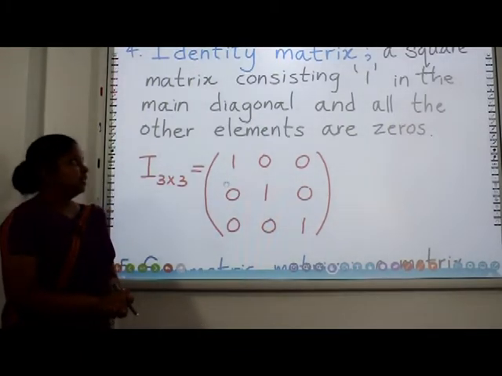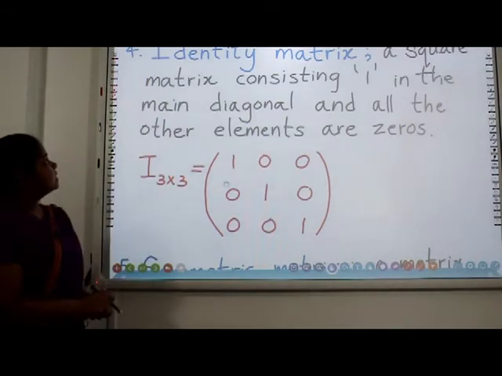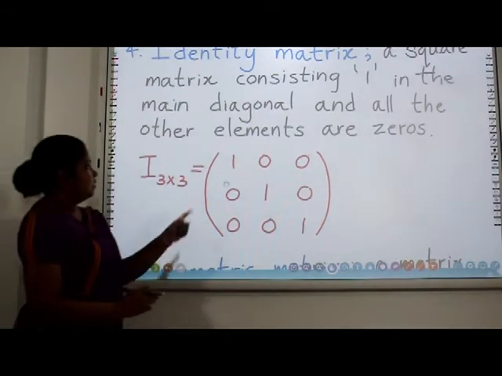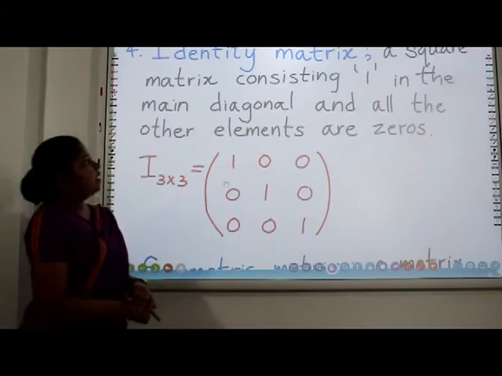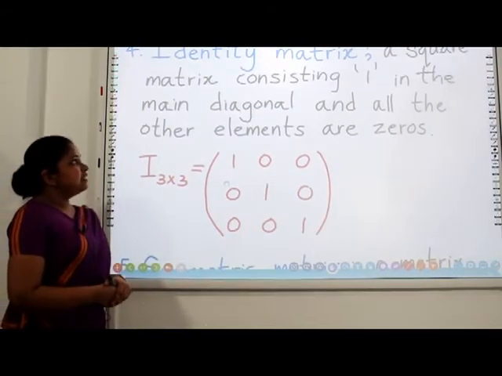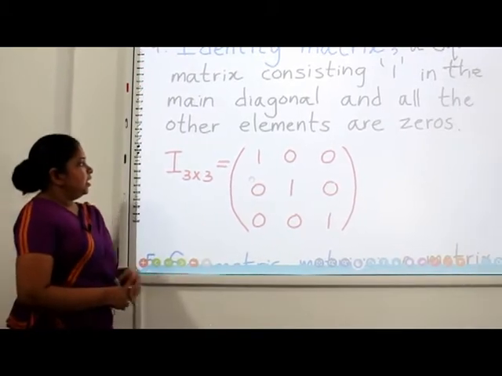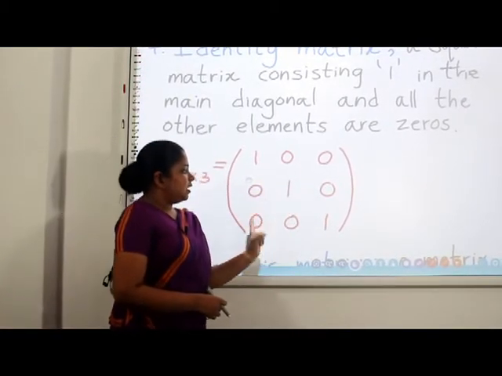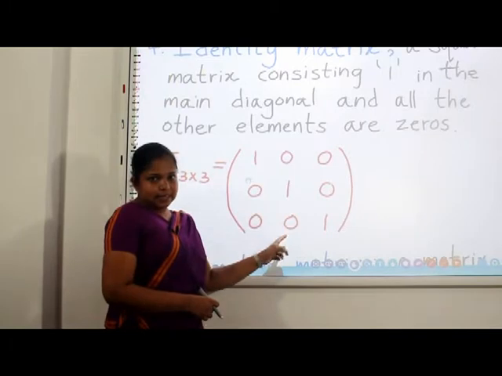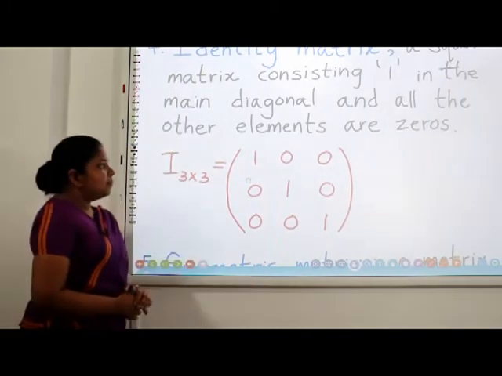Now the next type of matrix is an identity matrix. This is a bit special. You can see a square matrix here. This is an identity matrix. Here 3 rows are there and 3 columns are there. So it is a square matrix.